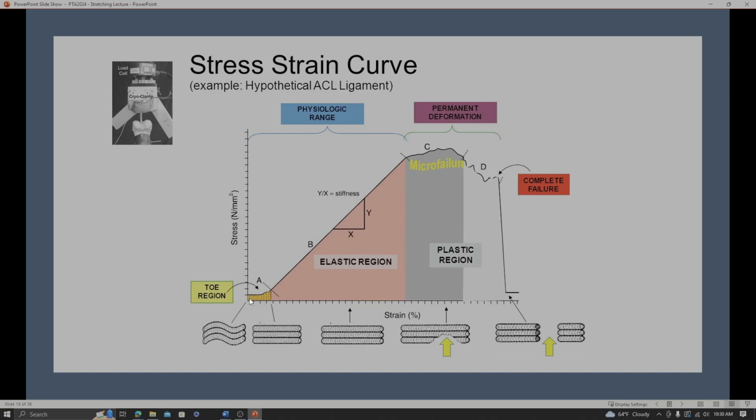There are the components of the stretch strain curve. So this is a hypothetical ACL ligament here. I have a toe region, which is essentially taking the slack out of that tissue, right? In this case, the ligament. Then I have an elastic region, right?